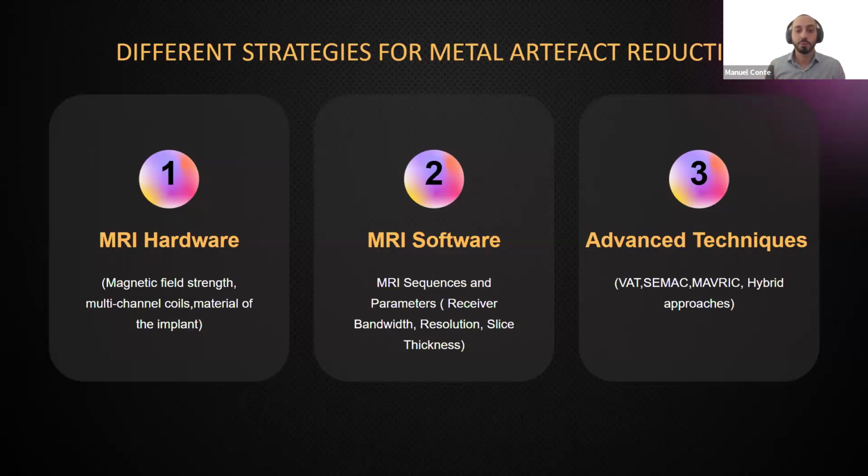So it's very important that we select the correct sequences and the correct parameters, for example, the bandwidth, resolution, and slice thickness. And the third one can be in the MRI software, but I put it as a different option because not all scanners have these techniques. And we have VAT, TEMAC, Maverick, and hybrid approaches.